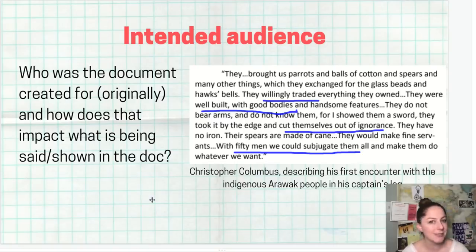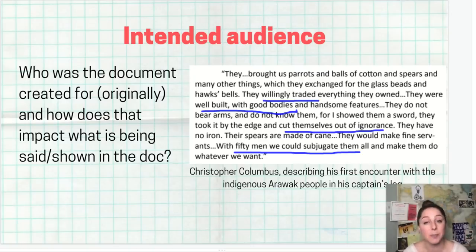That seems a pretty extreme statement. You might be making sure to emphasize their physical capabilities and how easily they can be subjugated, with the idea of trying to get the king and queen of Spain to give you more money to keep exploring, right? You want them to feel like their investment was worth it and that future investments will also be worth it.